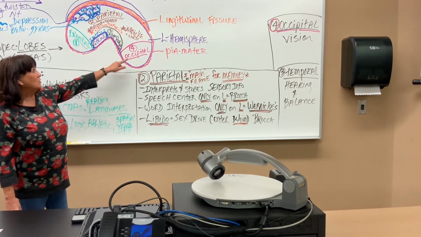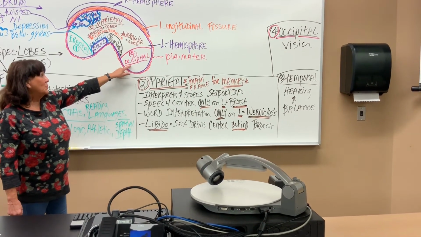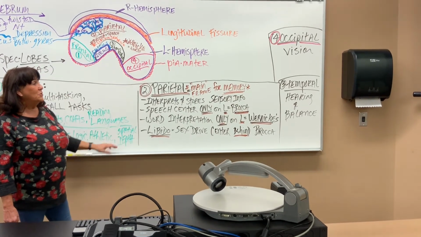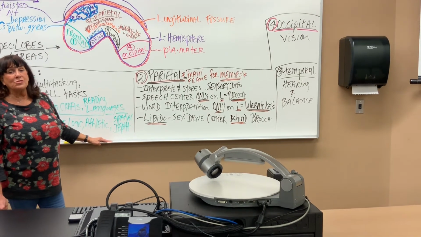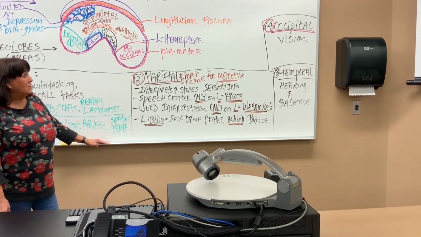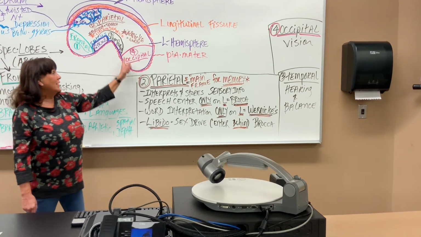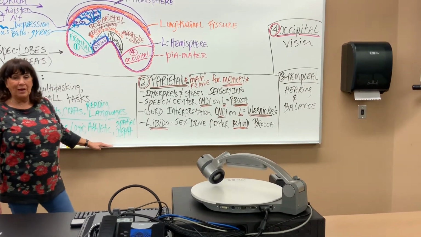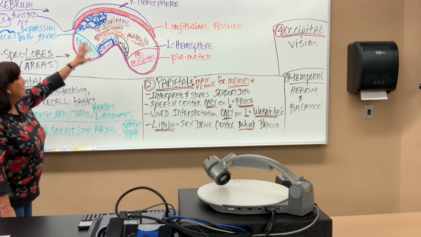And then the last lobe, in the very back, is the occipital lobe, under the occipital bone. What does it have to do with vision? Everything to do with vision. It interprets what you see, and it can store vision images. So vision is the occipital lobe right back there. All right, so that's everything you need to know about the cerebrum.